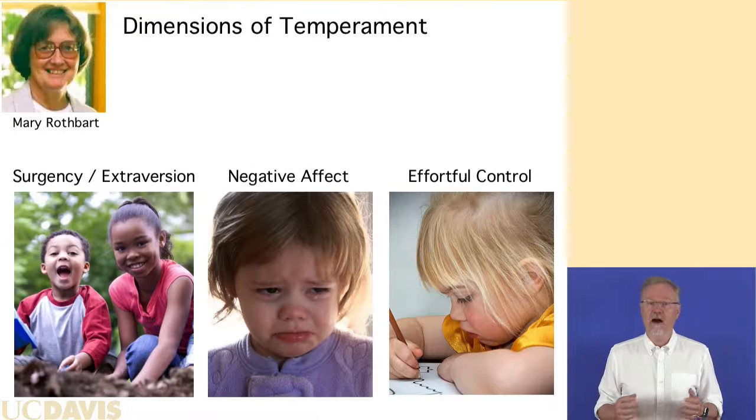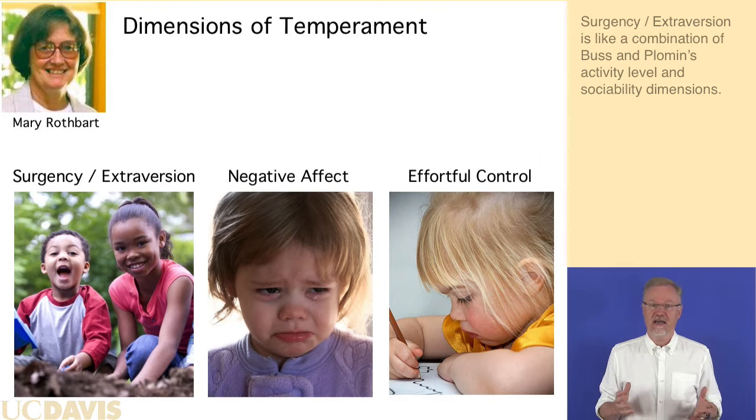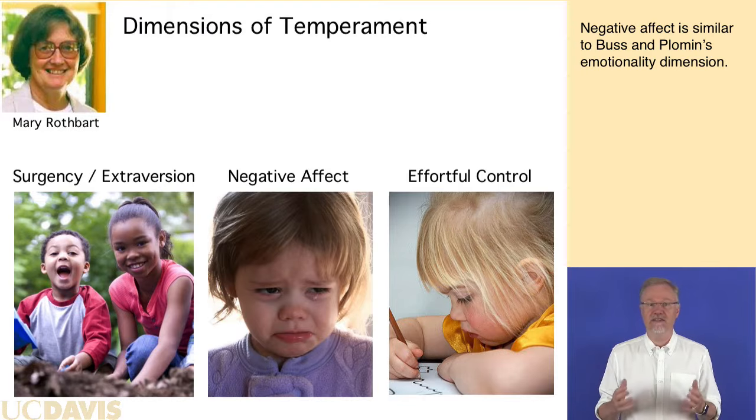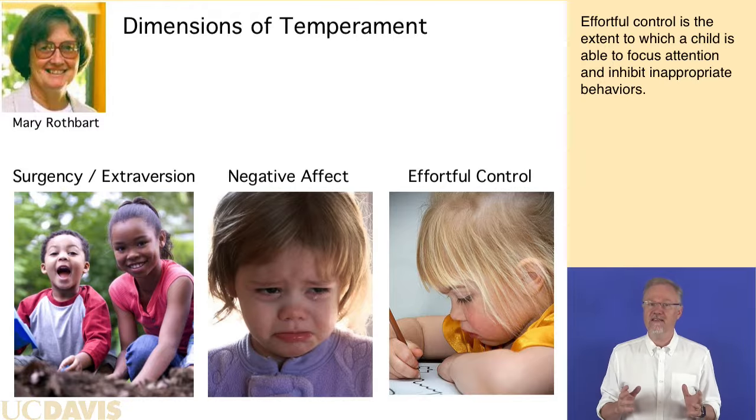Other researchers, such as Mary Rothbart and her colleagues, have found evidence for a somewhat different set of 3 dimensions. One of their dimensions is called surgency/extroversion. This is like a combination of Buss and Plomin's activity level and sociability dimensions. Another dimension is negative affect, which is similar to Buss and Plomin's emotionality dimension. Rothbart's third dimension is effortful control. This is the extent to which a child is able to focus attention and inhibit inappropriate behaviors.